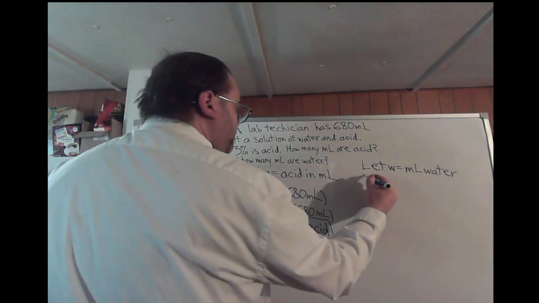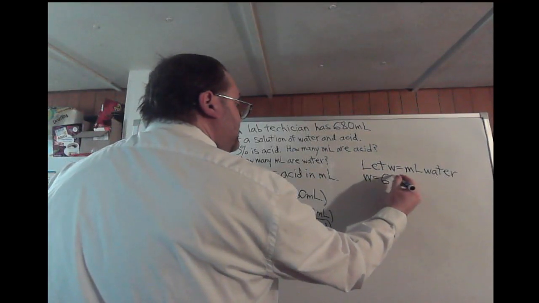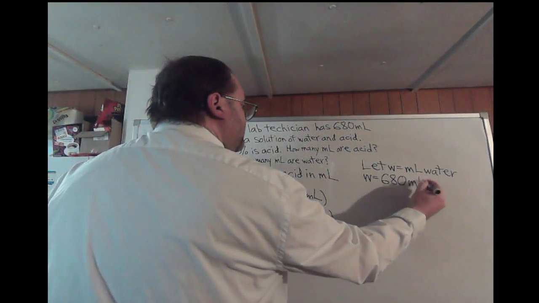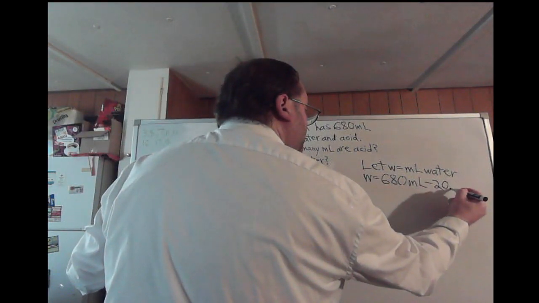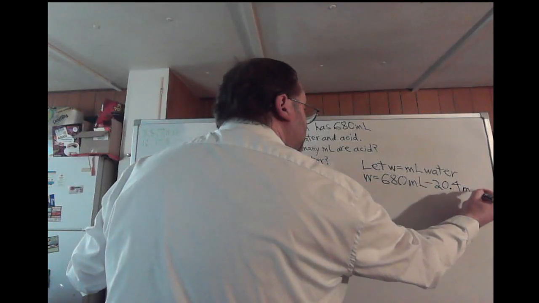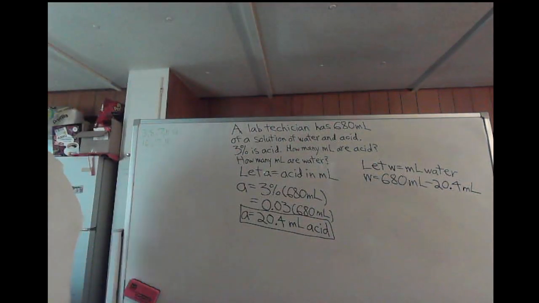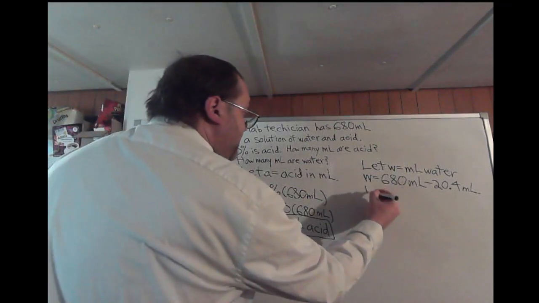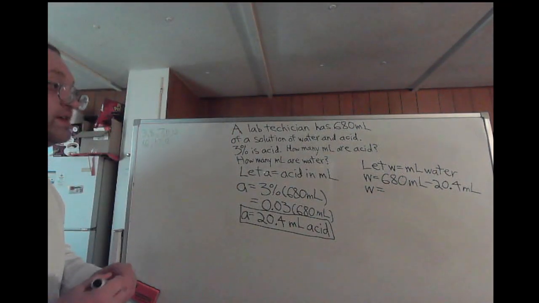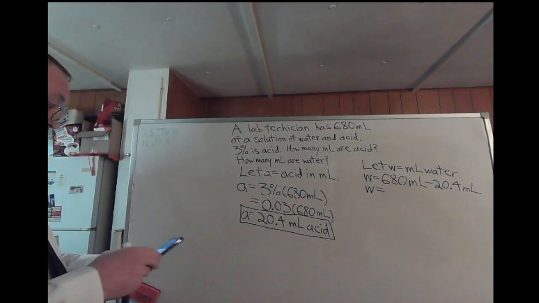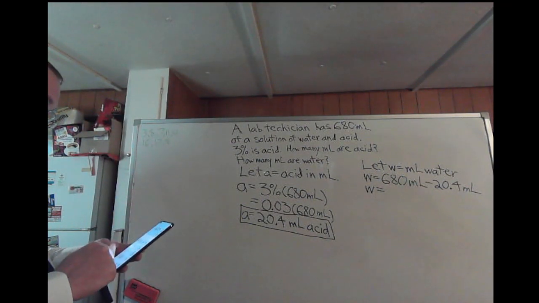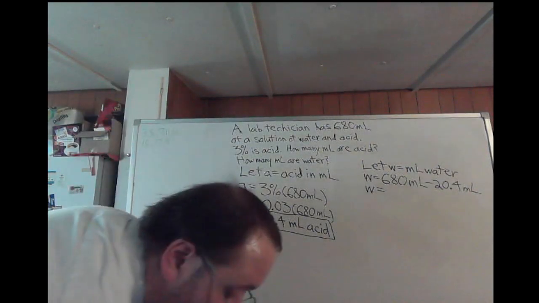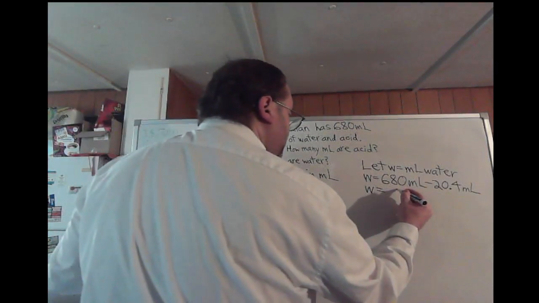So then your water content is equal to that 680 milliliters for the total, minus the 20.4 milliliters that was the acid. So the rest of that is going to be nothing but water. So now we just stick this into our calculator, the 680 minus 20.4. So 680 minus 20.4, that's 659.6 milliliters of water.